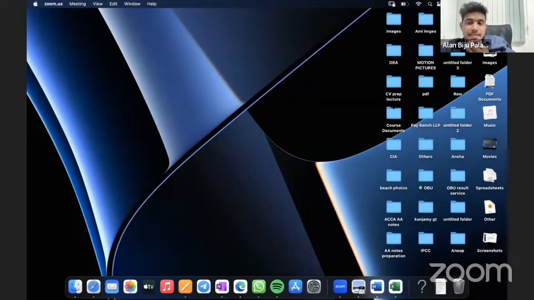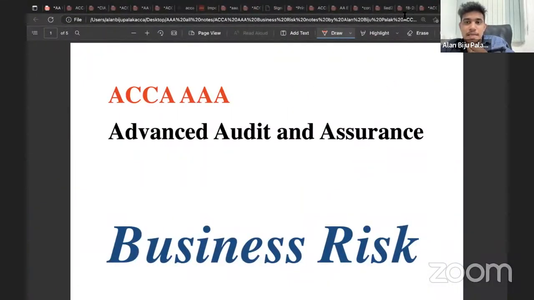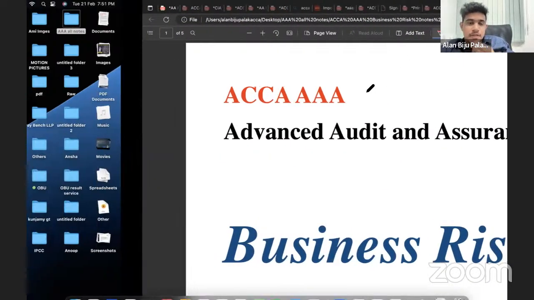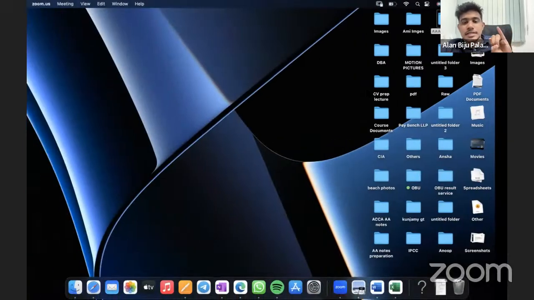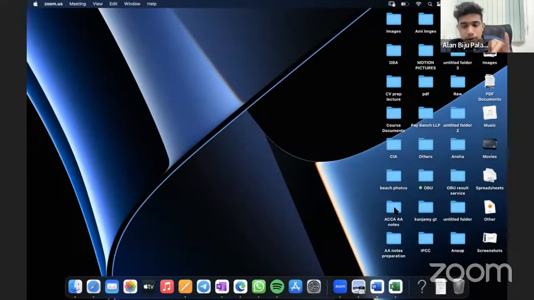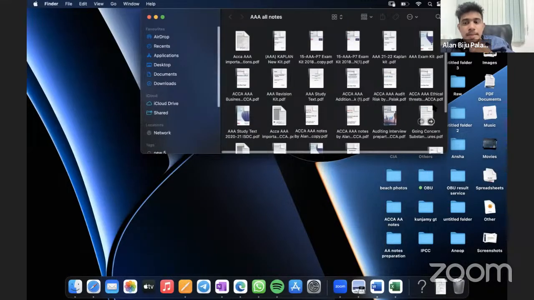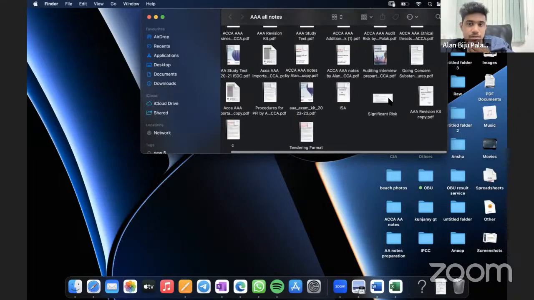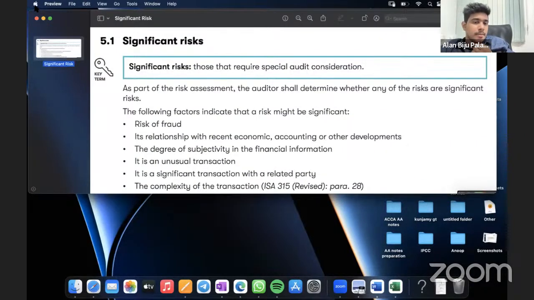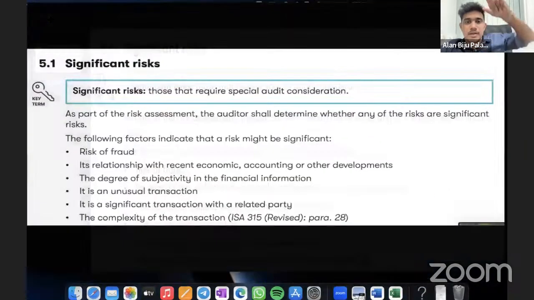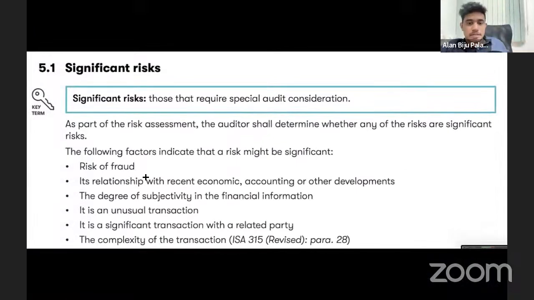So what are the criteria that we need to consider while putting it in order? Fraud. Consider the possibility of having fraud, then changes in recent economic, accounting and other developments. Then we need to consider whether there is any possibility of related party transactions. Then unusual transactions, complex accounting treatment, and degree of subjectivity. So these are the factors to be considered while ordering the risk of material misstatement. Is that clear, everyone? Yes, sir. Okay, fine.